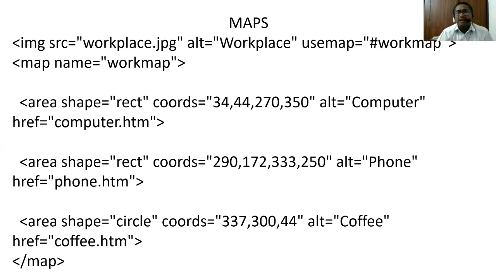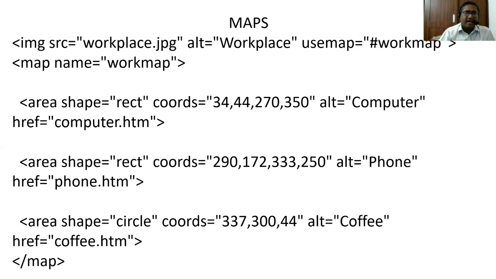What I am doing here: the map will be used with the tag called MAP, name equal to one name for the map. The same name we use for this map must be given for the image, using usemap. So for the image, I initially give image SRC equal to one particular image, alt equal to workplace, usemap equal to hash workmap. What is the meaning? The same map name is used with hash usemap. And within the map, we will be having different tags called area. Area contains different attributes. One of the main attributes is shape, another attribute is coords, another attribute is href.